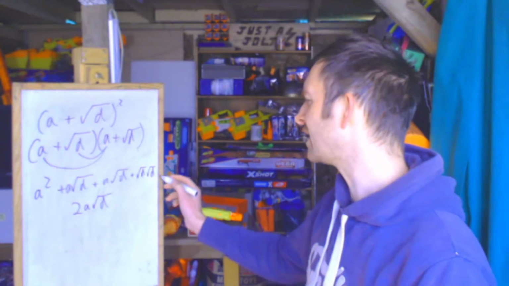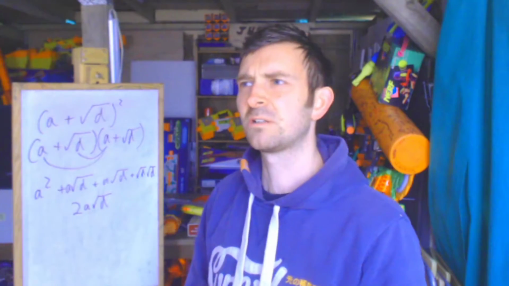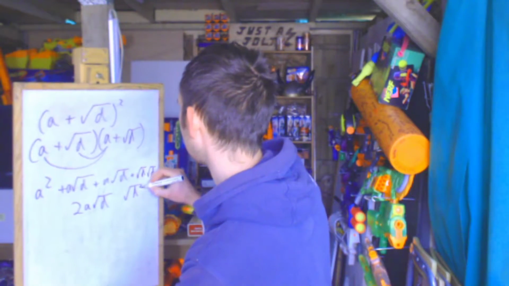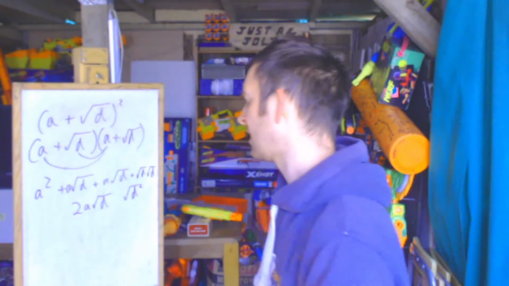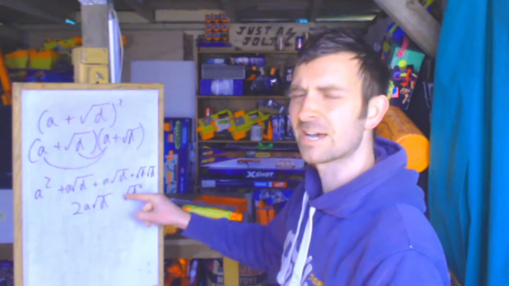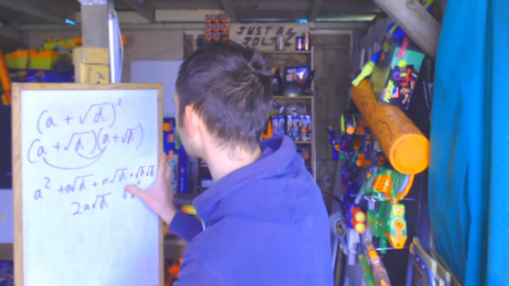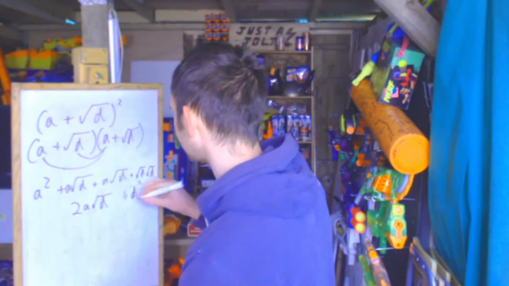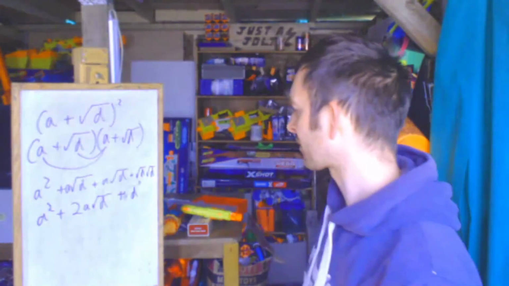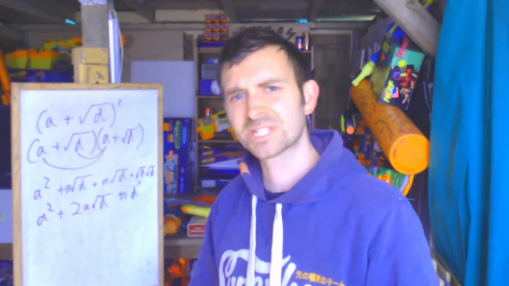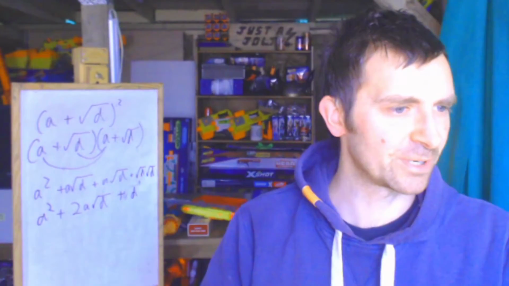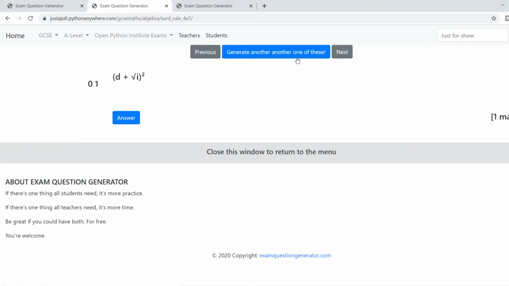And then you've got root d times root d. Well, that's the same as saying root d squared. And if you look at this, this is the opposite to that, so we're cancelling these out, and we end up with just d by itself. So that leaves us with a squared plus 2a root d plus d. And this is a pattern which works consistently all the time for this particular type of problem. So let's go back and have another one of these.